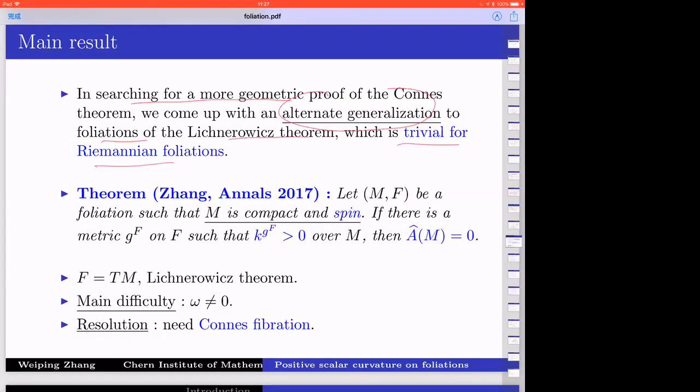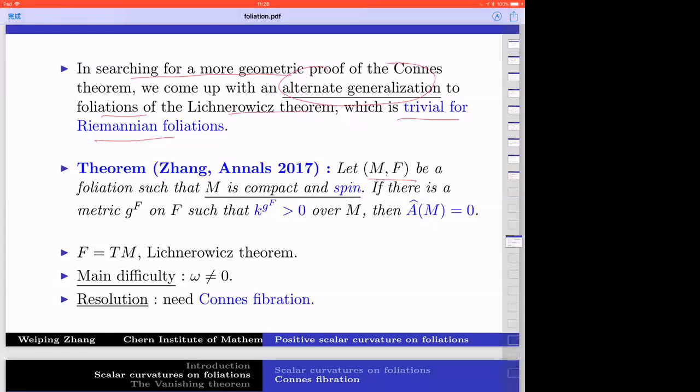If you have (M, F) a foliation, M compact, then we assume this M is spin. So TM is spin, instead of F spin as for Connes. But here we instead assume the total manifold is spin. Then under the same conditions, that it has leafwise positive scalar curvature, then the A-hat genus equals zero. So in this case, since TM is spin, in the Riemannian foliation case, you have positive scalar curvature, and you can apply the Lichnerowicz theorem directly to get it. So for the Riemannian foliation, it is true.